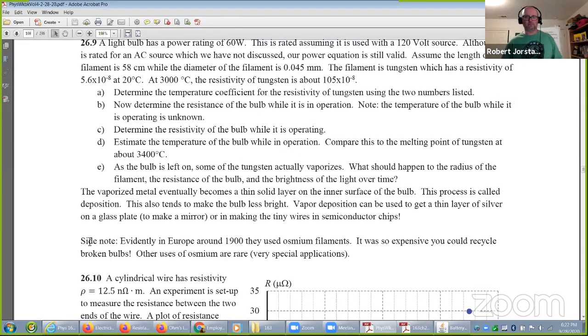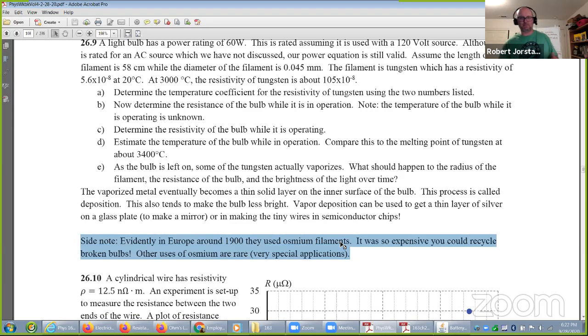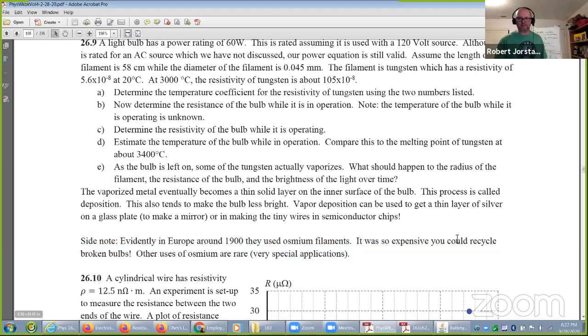This is really cool. Old side note. Turns out originally in Europe, they used osmium filaments, which osmium is this extremely dense material. It's more dense than gold in certain cases there, depending on the isotopes, et cetera. But yeah, they used to recycle the light bulb filaments. It's pretty crazy, right? Of course, now we just take everything and throw it in the garbage.